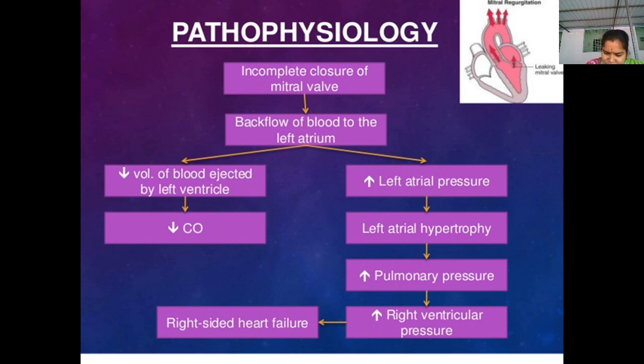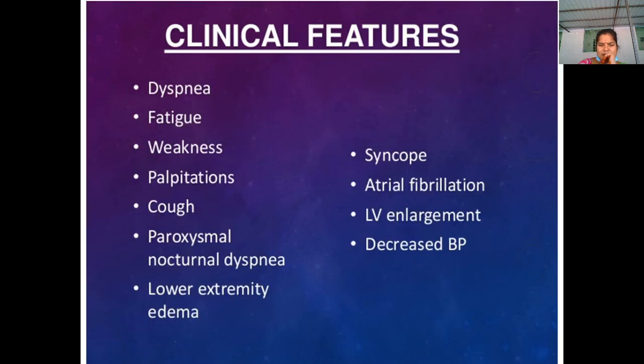Because of this left atrial hypertrophy, the pulmonary pressure also increases. Because of increasing pulmonary pressure, the right ventricular pressure may increase, and because of this, right-sided heart failure may occur. Not only that, because of the volume in the blood ejected by the left ventricle, the output is also decreased. That is, the cardiac output is also decreased.